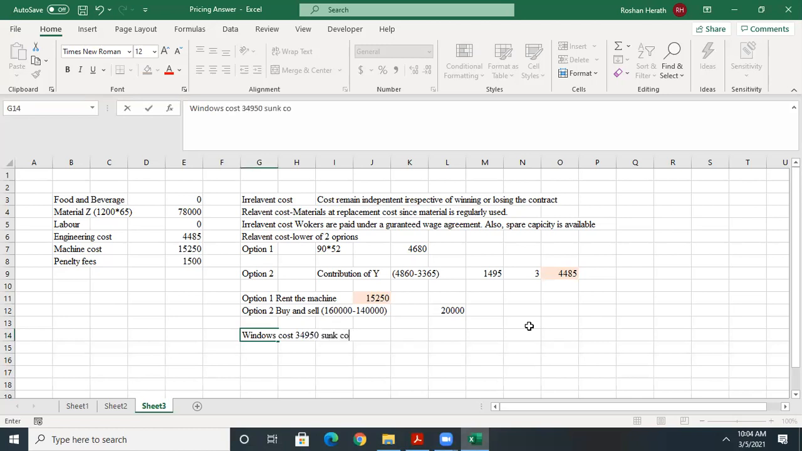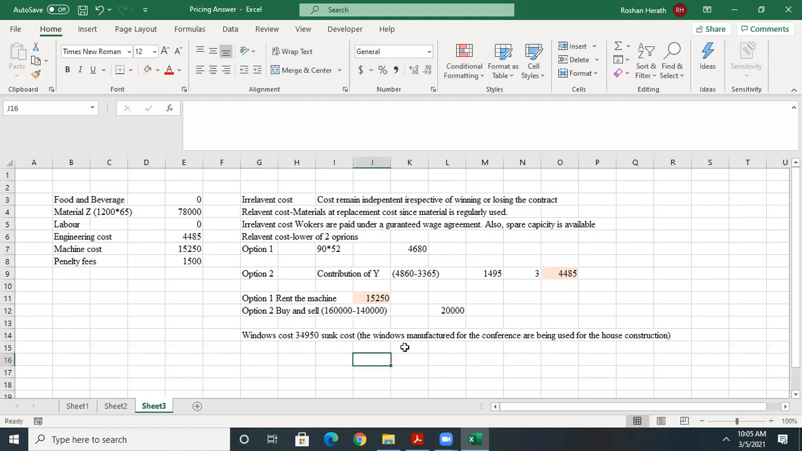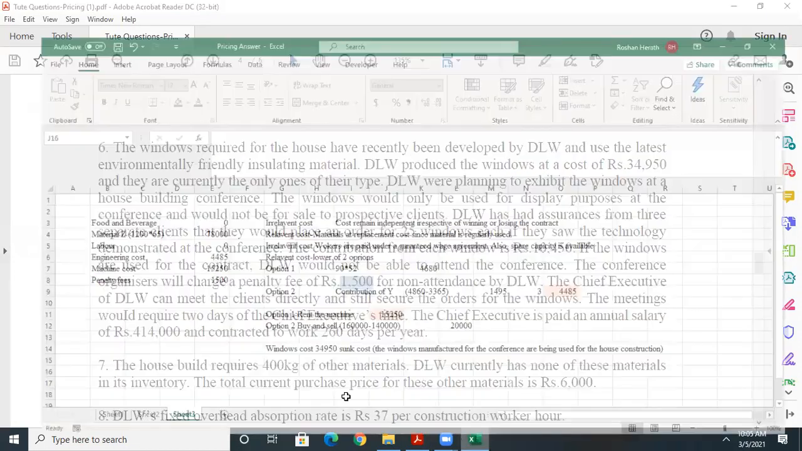The windows manufactured for the contribution for the conference are being used for house construction. house construction එකට භාවිතා කරන්නේ Windows conference එකට හදපුවා. ඒතකොට එතන ඒක sunk cost එකක්. ඒ වගේම loss of contribution එකක් නැහැ.